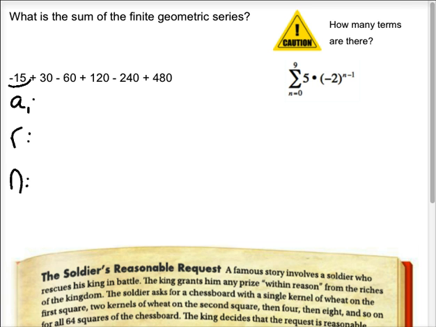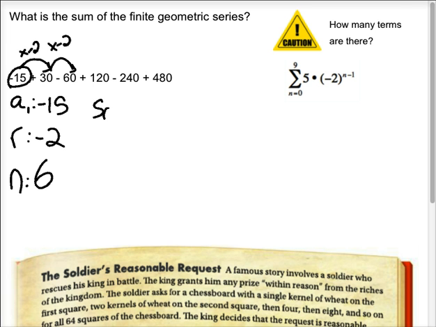So again, A1 is always easy. It's that first term. R, what are we multiplying by to go from term to term? Well, this time we're multiplying by -2. And this time we're in luck because we can actually see the end of the sequence. So we can count up. There are 1, 2, 3, 4, 5, 6 terms. All right, so that's another nifty thing here. When you can see the beginning and the end, you can just simply count how many there are.